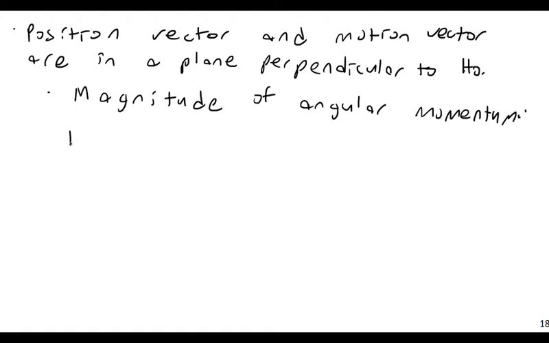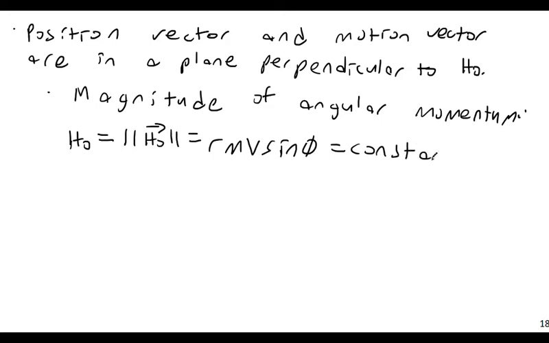if I draw it not as a vector, but just as H_O magnitude, I could write this as simply r m v sine phi. And this will be constant. So the overall magnitude of this, because if the vector is constant, then the magnitude of it will also be constant. Or we could call it something like r_O, an initial radius, m v_O sine phi_O. And I'll draw this out, I think, actually.